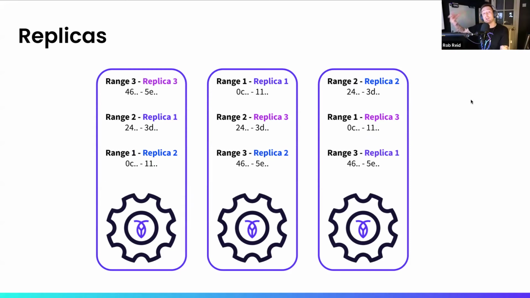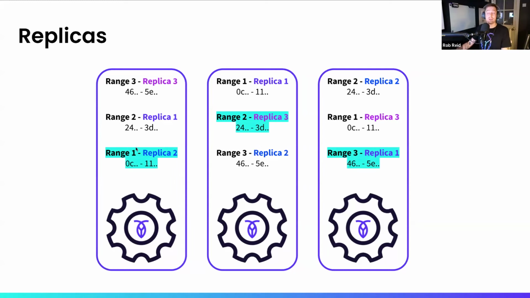There could be any number of ranges on your data. It depends on how much data you have and how large your ranges are, which is configurable. And each of these ranges is given, so one of each replica range is given a leaseholder.